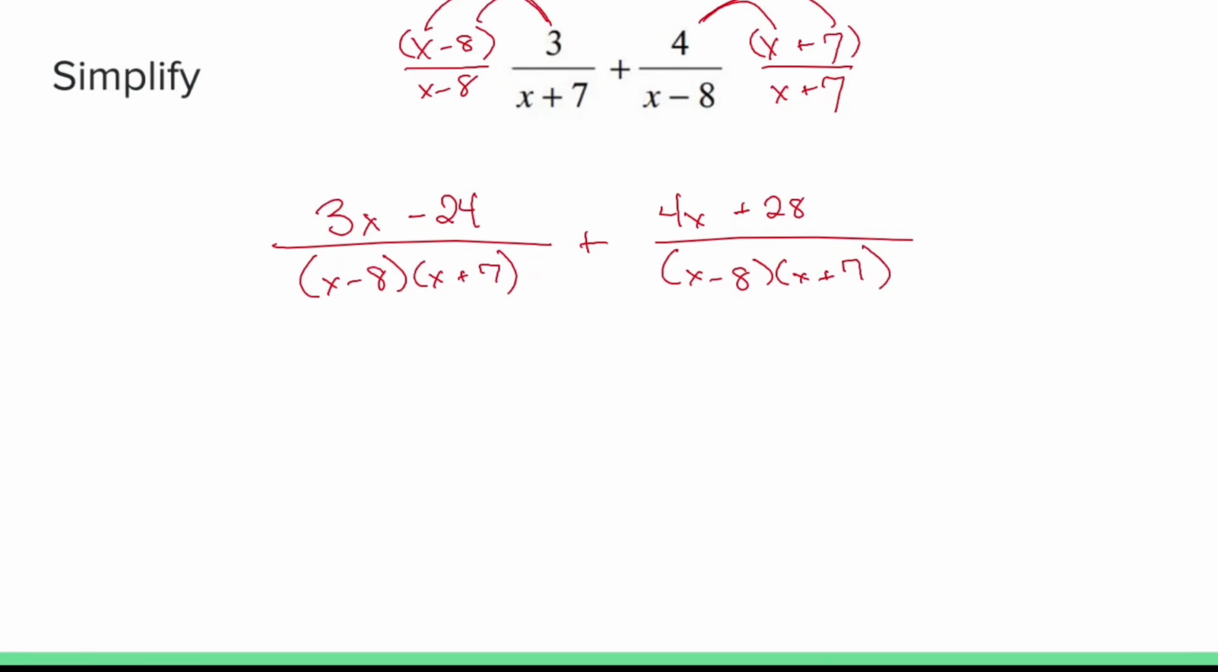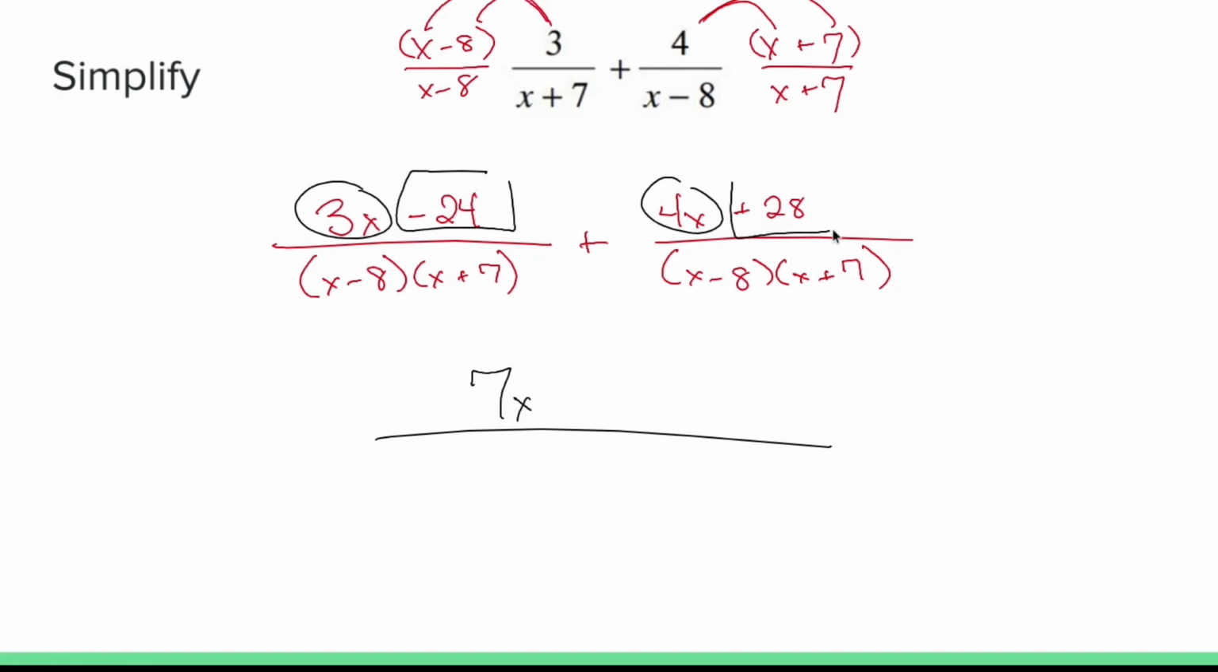Now that the denominators are the same, I can add these two fractions. So 3x plus 4x is 7x. Negative 24 plus 28 is plus 4. On the bottom, I have x minus 8 and x plus 7. There's nothing I can do as far as factoring in the numerator that would allow me to eliminate any of these. In a perfect world, I would be able to factor a greatest common factor and be left with x plus 7 and cross stuff out, but that didn't happen.